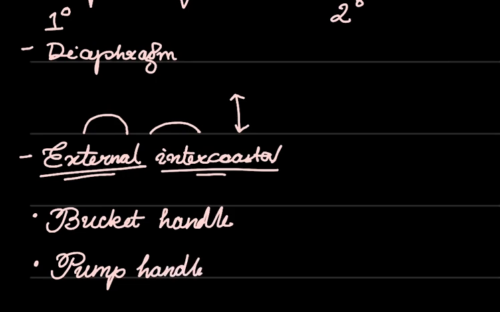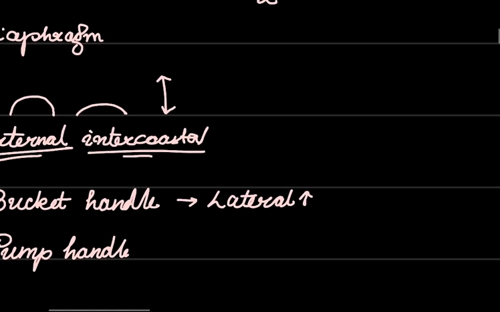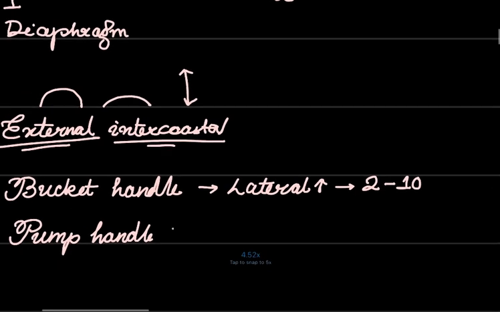Like the handle of the bucket moves laterally, it increases the lateral diameter. It works for the 2nd to 10th ribs. Pump handle increases the anteroposterior diameter, and it works in the first 4 ribs.